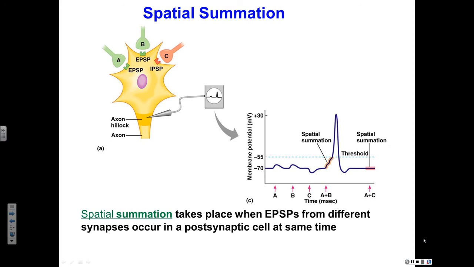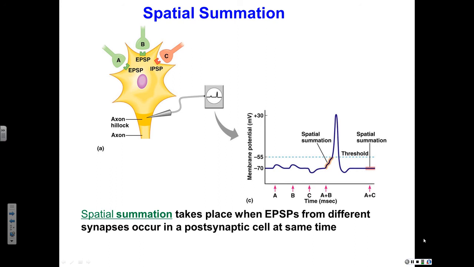Here, you got C, and it gives a negative. It gives an IPSP, negative meaning potassium left the cell, so it hyperpolarized the cell. And in this case, we got A and B working together, and it was big enough, and so we got an action potential. We reached threshold. Spatial means that they're separated. A and B are different synapses.